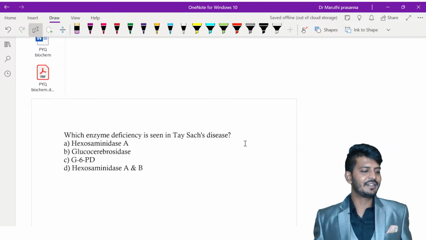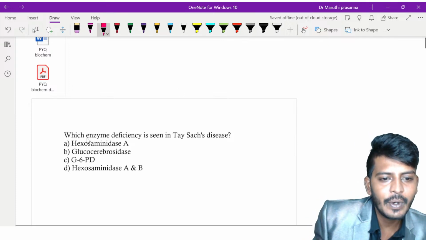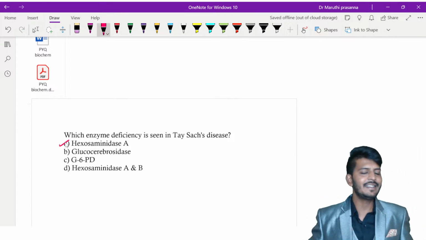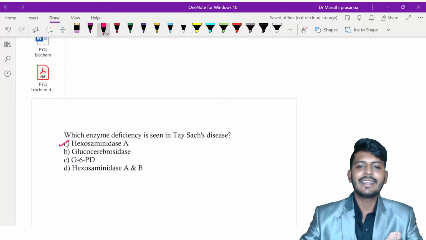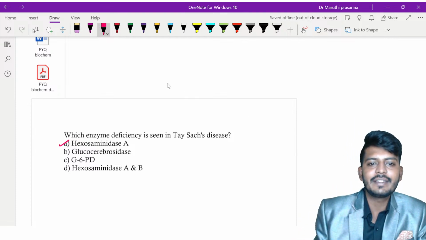Okay, so that is the correct answer. What is that? Hexosaminidase A. The first question's answer is hexosaminidase A. So what is Tay-Sachs disease? First, let me explain what Tay-Sachs disease is.